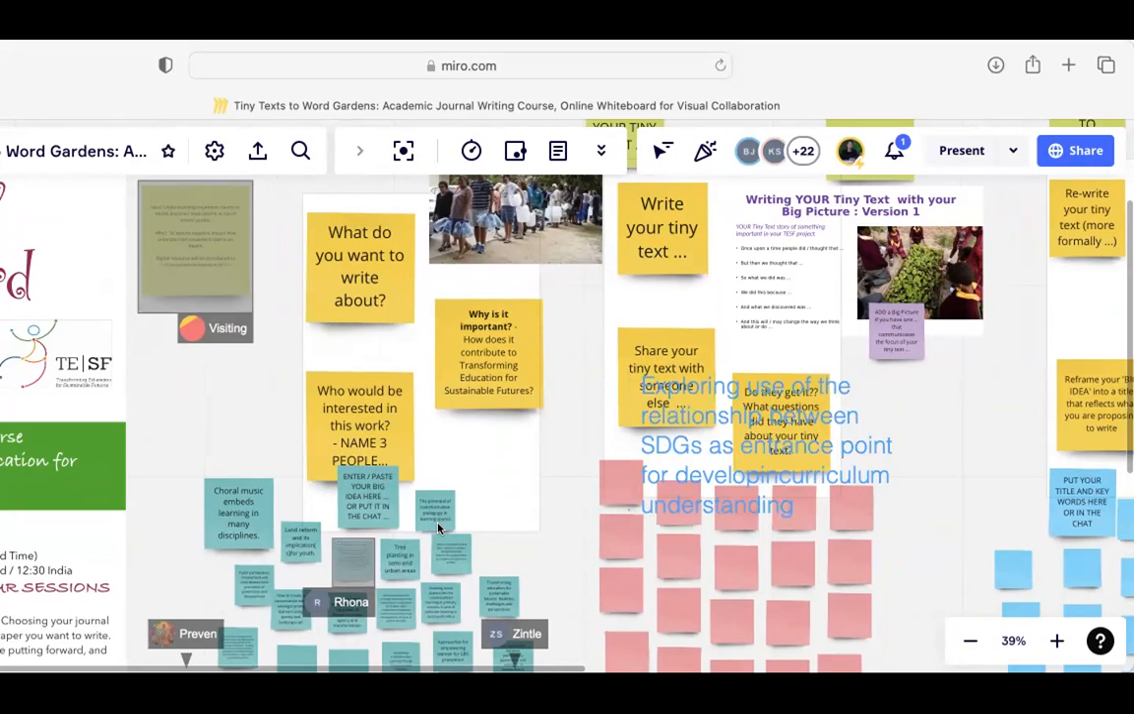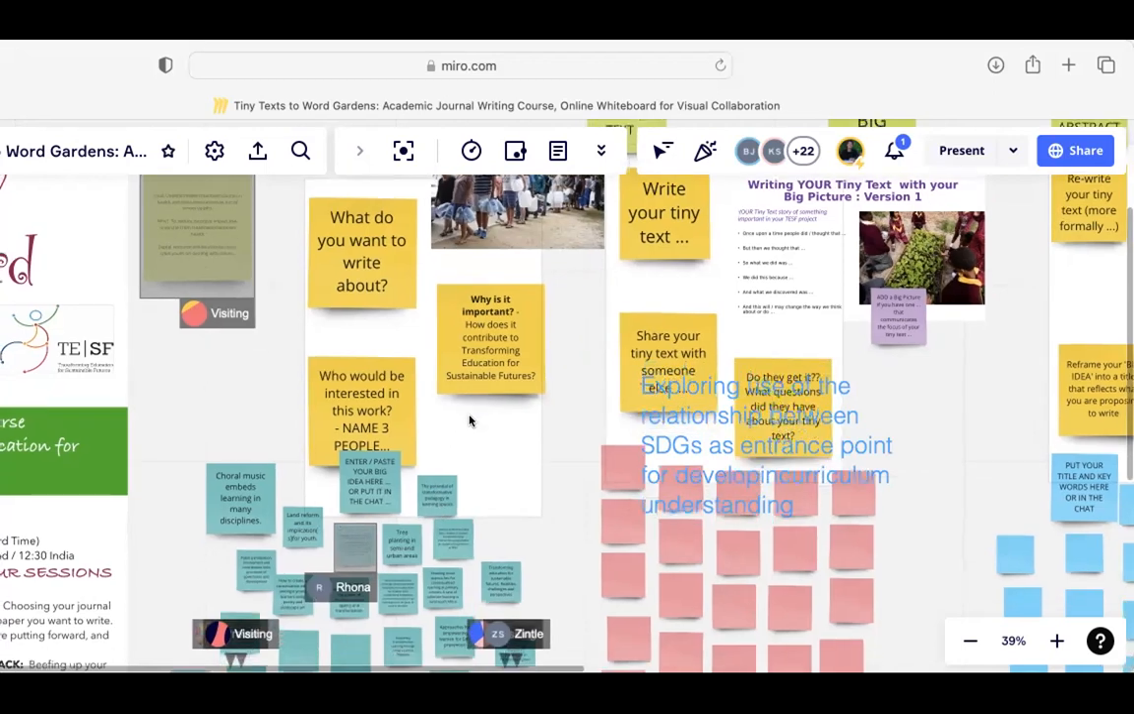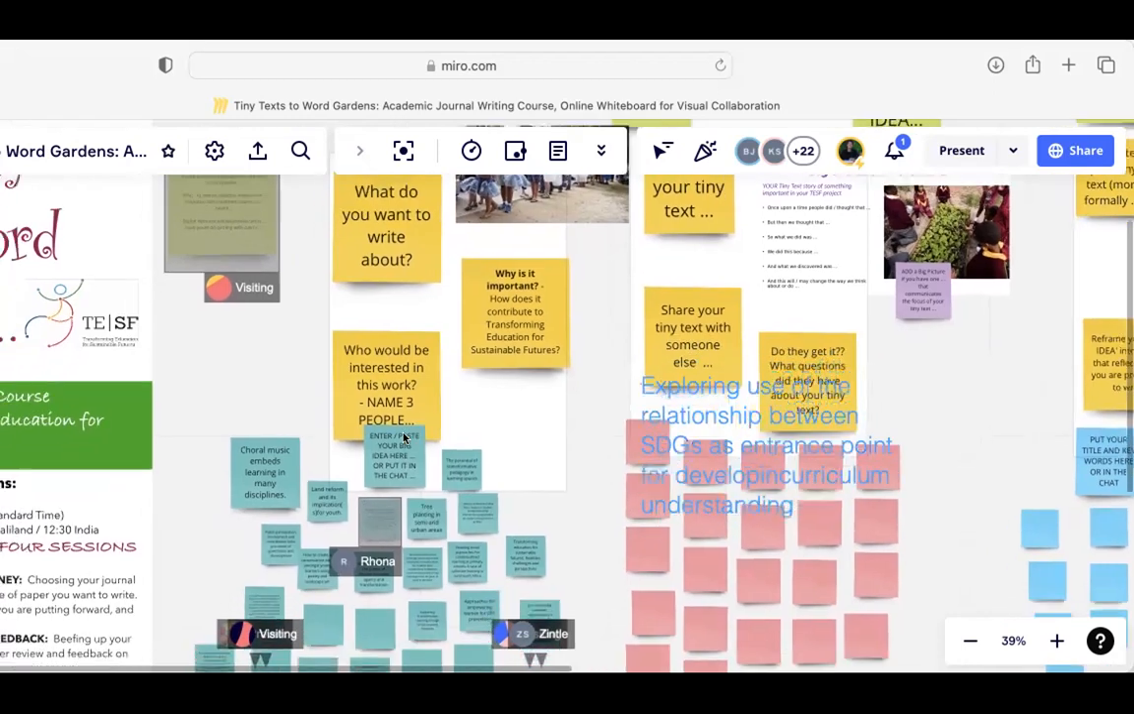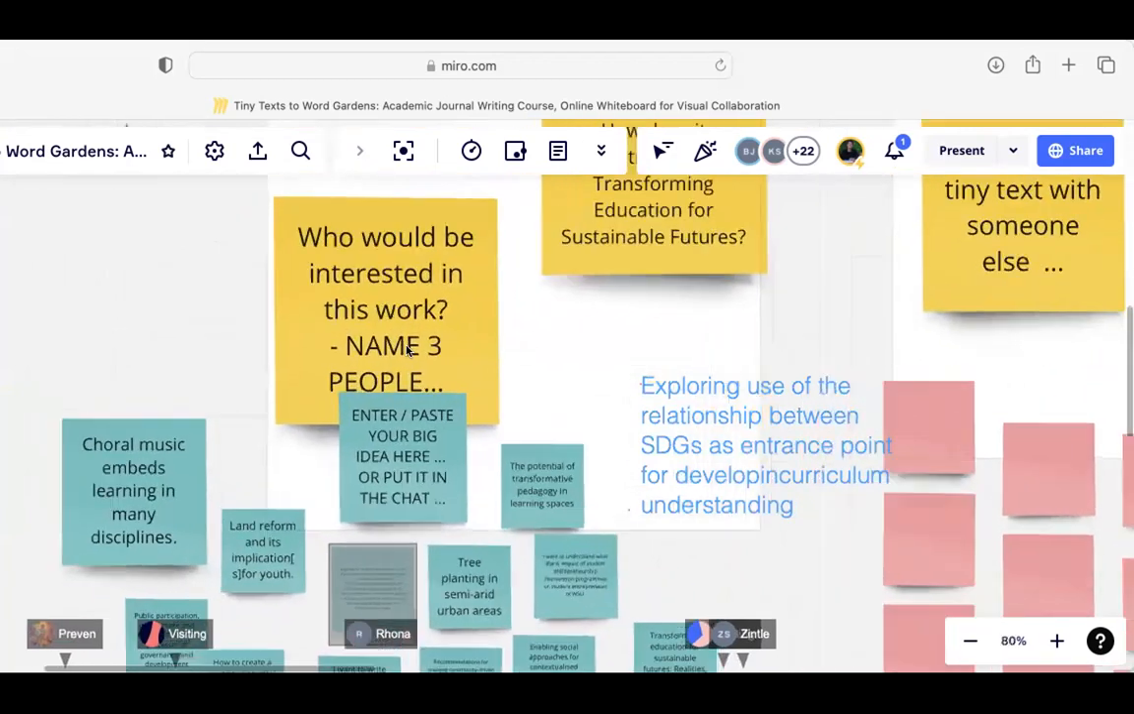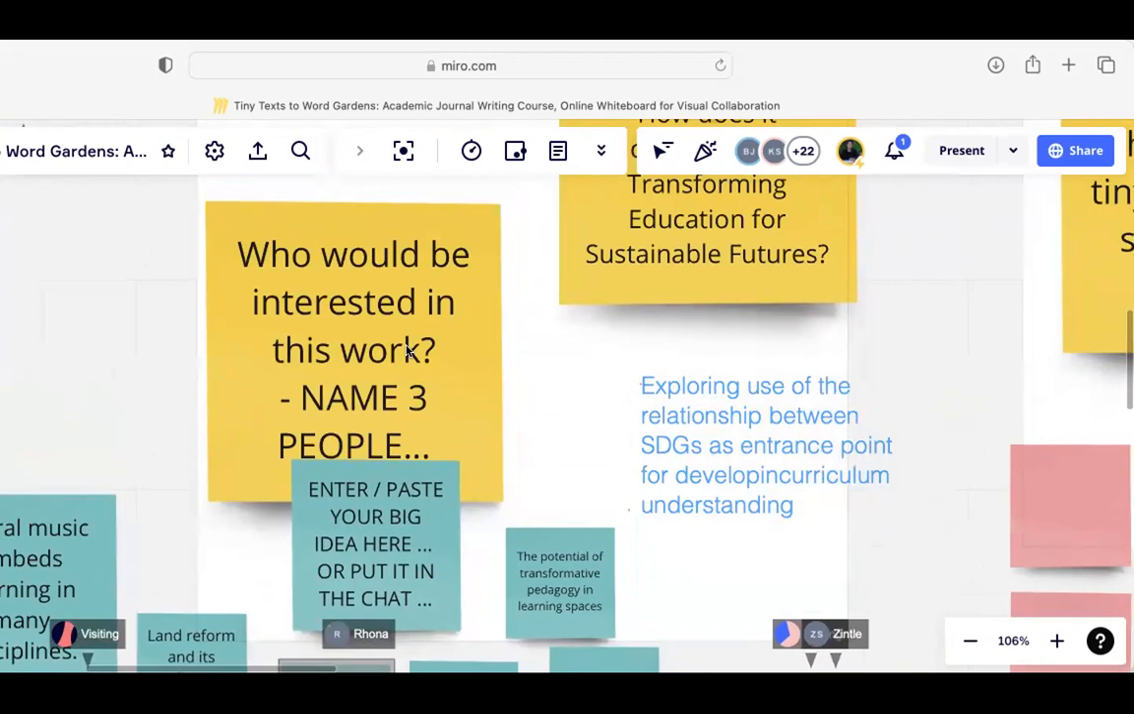And I've asked everybody to make a note of that on their own little writing record. And you need to be having a document open or a notebook next to you where you are actually writing as we go along. So far you should have what you want to write about, and then also have written something about why it is important and how it contributes to transforming education for sustainable futures. And then the next thing to answer is, who is going to be interested in your work? And I want you to name 3 people specifically.